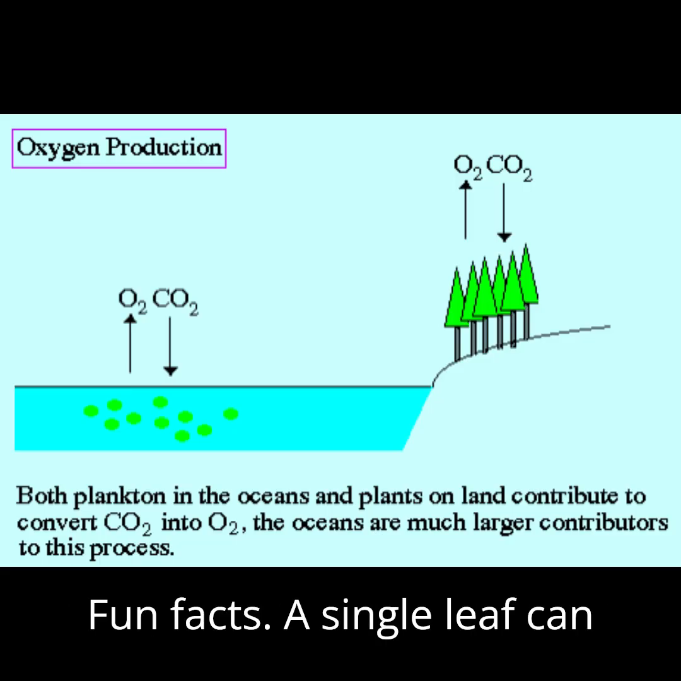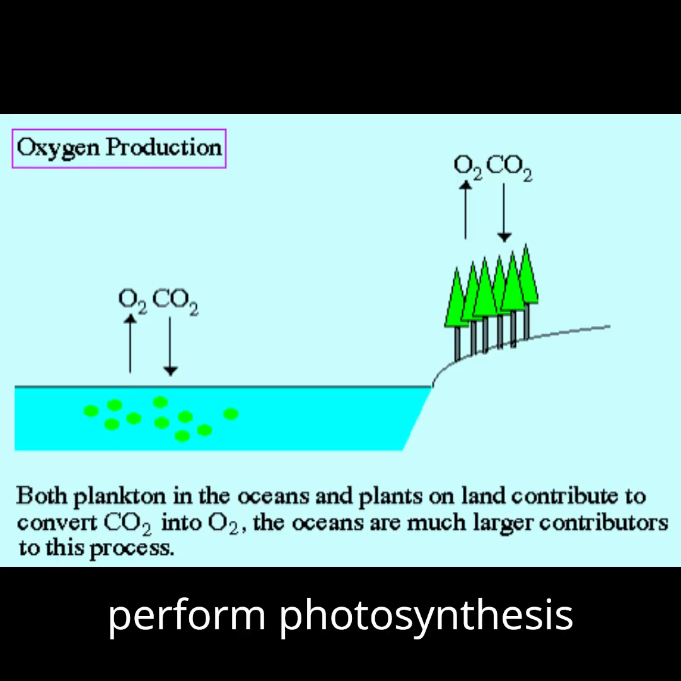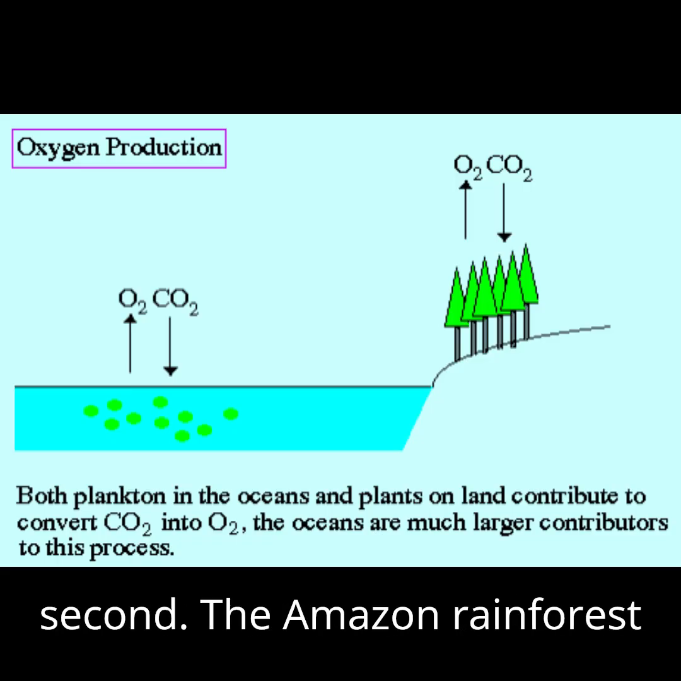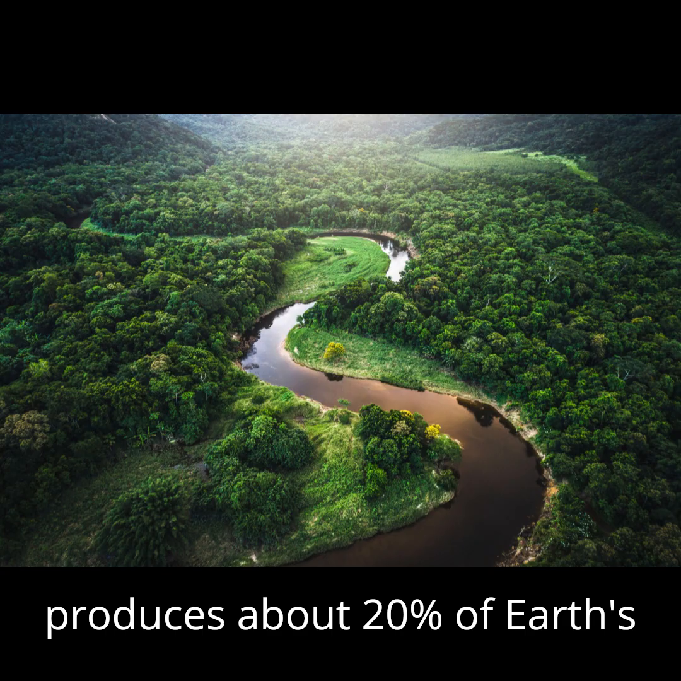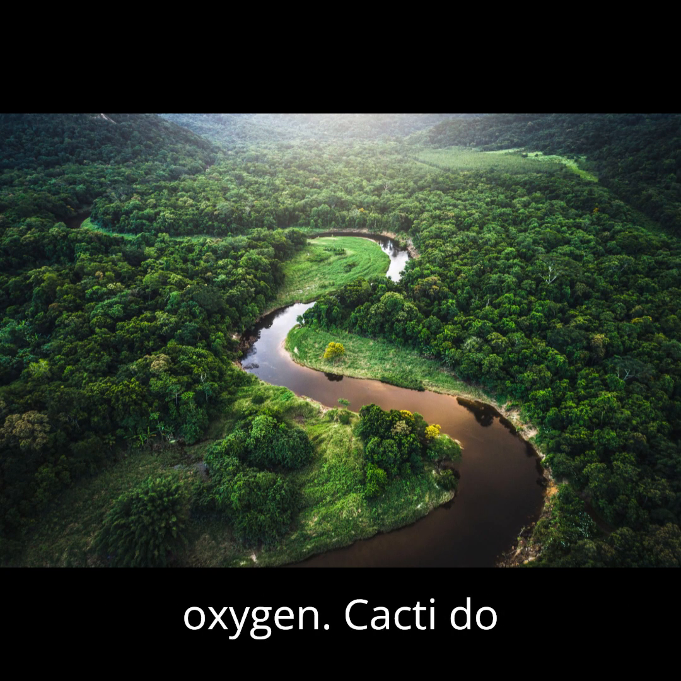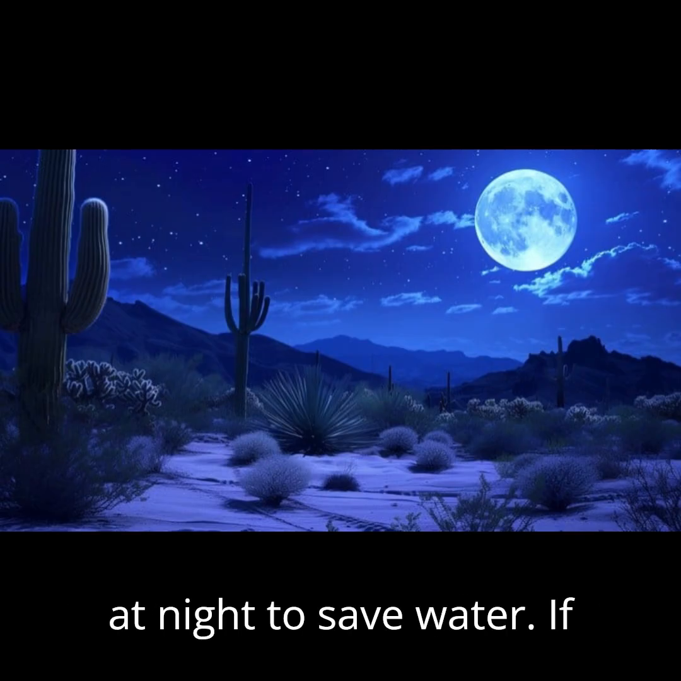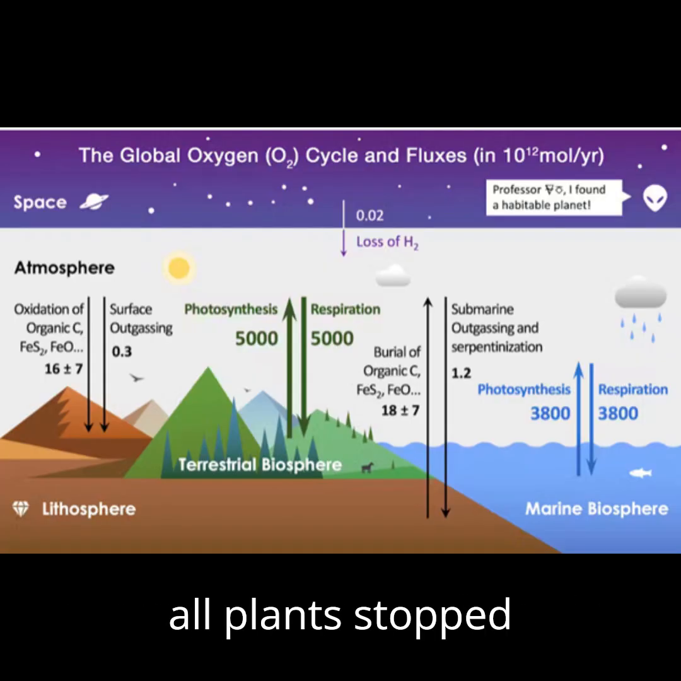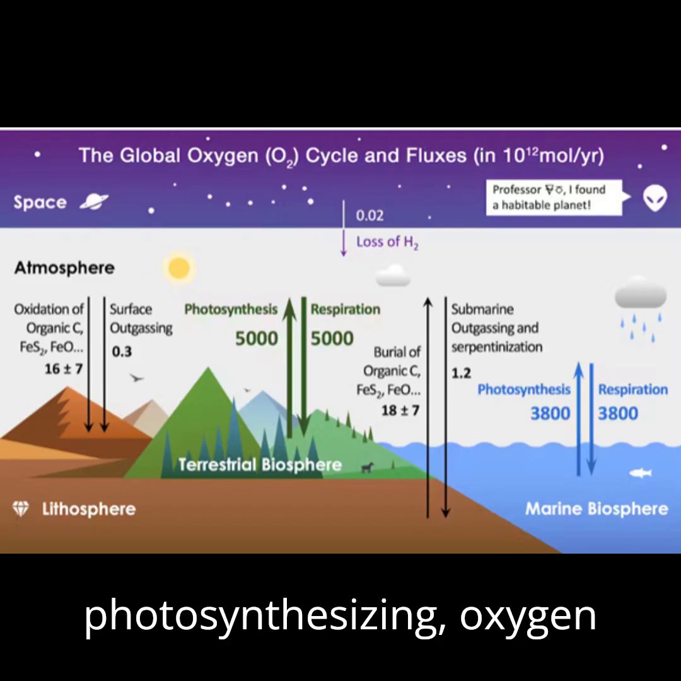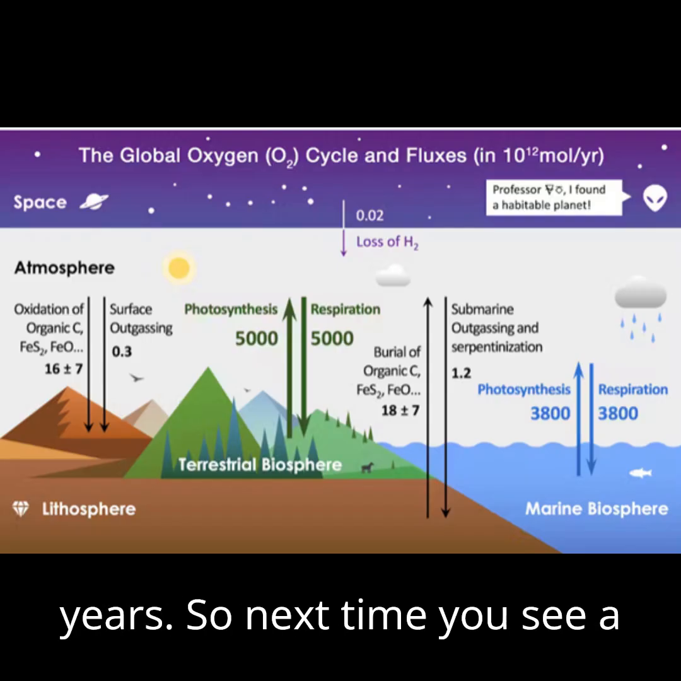Fun facts. A single leaf can perform photosynthesis thousands of times per second. The Amazon rainforest produces about 20% of Earth's oxygen. Cacti do photosynthesis too, but only at night to save water. If all plants stopped photosynthesizing, oxygen would run out in about 5,000 years.